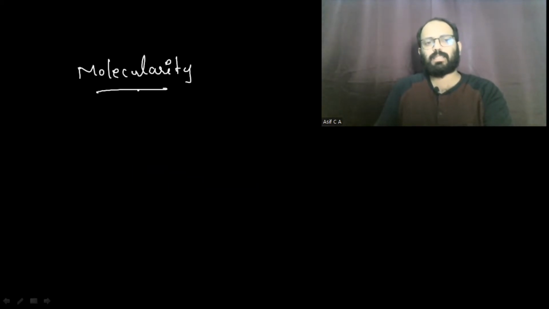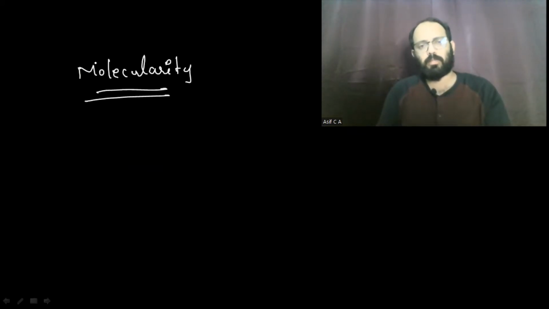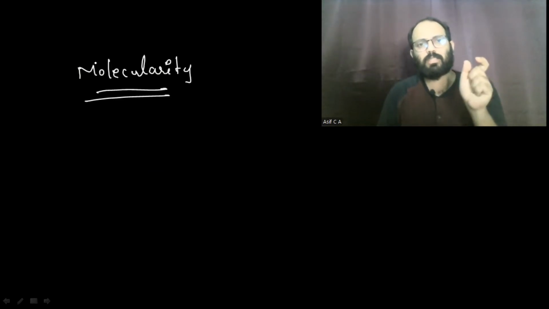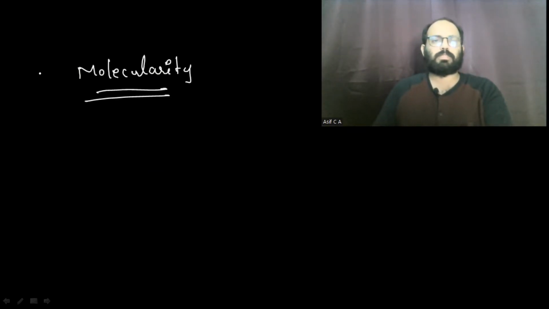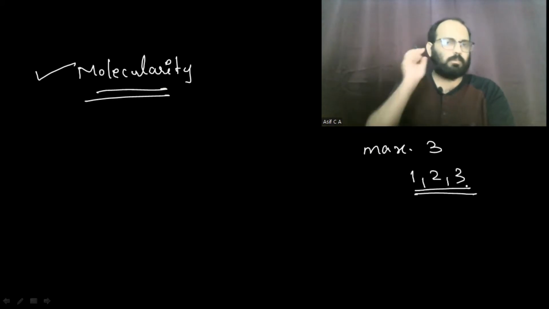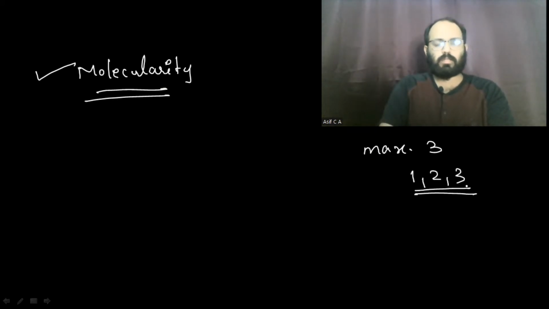If you talk about molecularity, molecularity is the number of reacting species taking part in the elementary reaction which must collide simultaneously. So the number of reacting species taking part in an elementary reaction by simultaneous collision is what we call molecularity. Its maximum value can only be 3. It cannot be any number other than an integer. So 1, 2, 3 are the possible molecularity values.